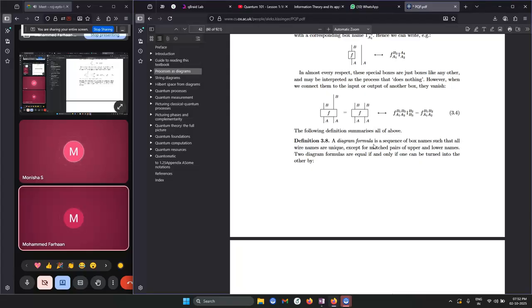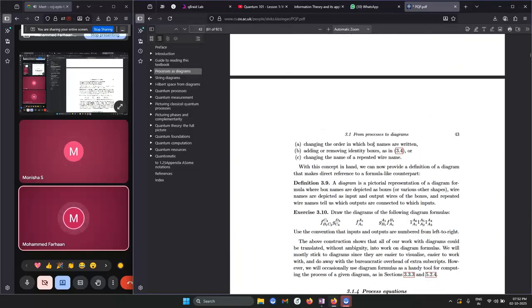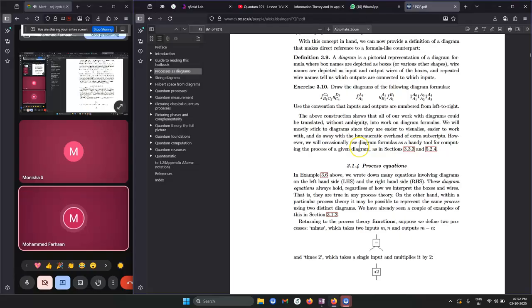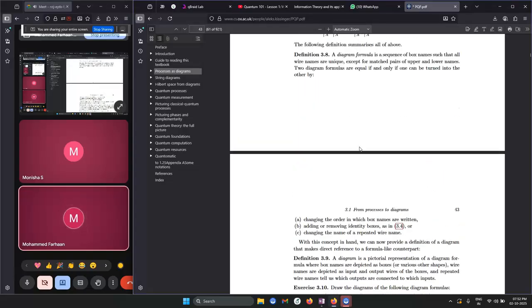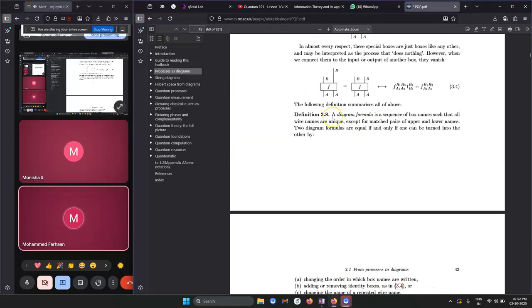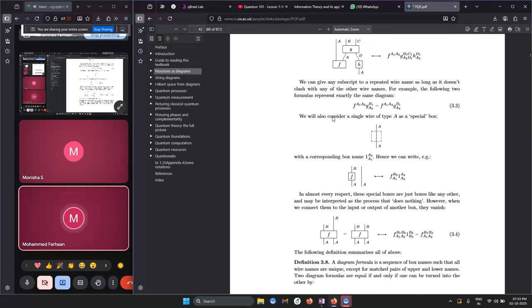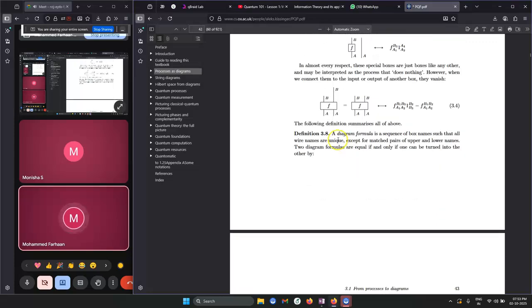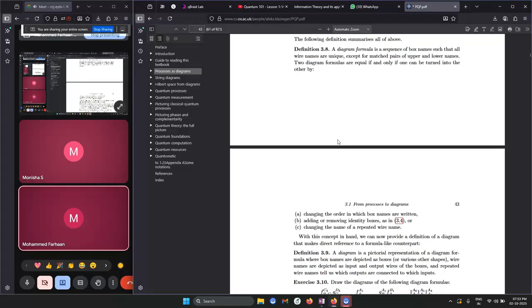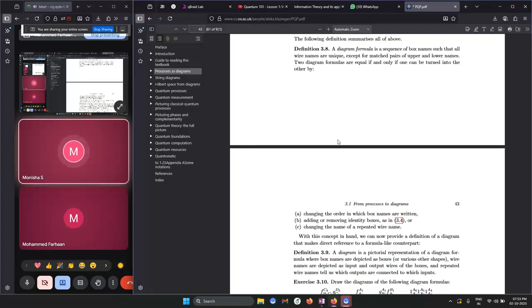I'll do the definition. We'll stop at process equations. That's great. So, how far have I read? I've read till there. Do you want to do the definition? Yes. Okay, awesome.